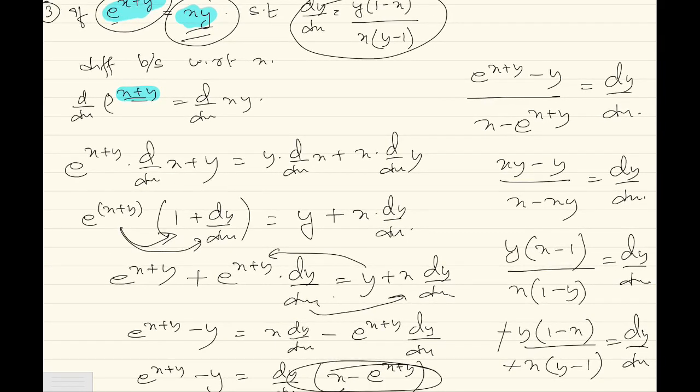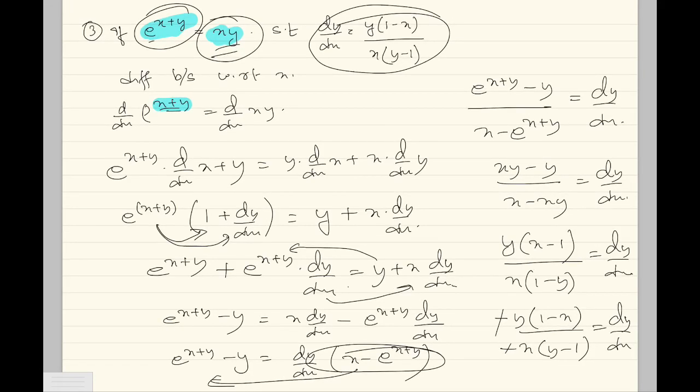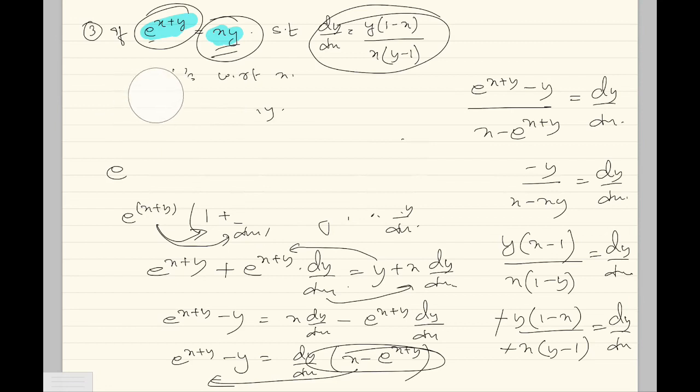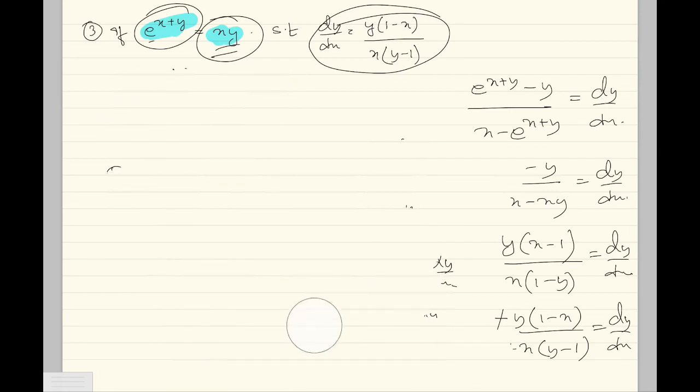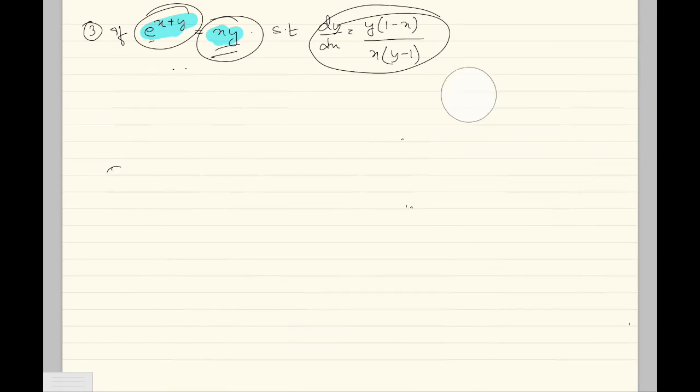So this is how we prove dy by dx equals y(1 minus x) over x(y minus 1) without using logarithm. Now I will do the same sum using logarithm as well. You just see which one is easier. Okay, you may copy both. Okay, let me rub this first. Alternatively now, I'm going to use logarithms, isn't it?